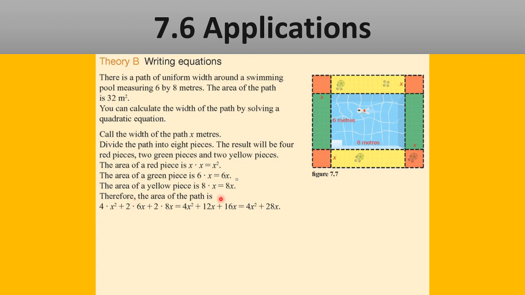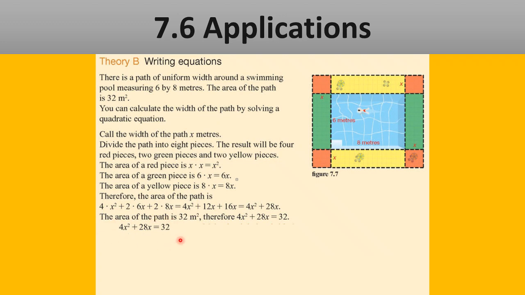So that's what they're doing right here. They say 4 times x squared, because I have the red piece 4 times, plus 2 times 6x, that's the green parts, plus 2 times 8x, gives me 4x squared plus 12x plus 16x, or you could say 4x squared plus 28x, is equal to that 32 square meters. And that's how you form an equation out of this. And now I can solve for x, and if I solve for x, I know the width of my path, because that's what I called x.